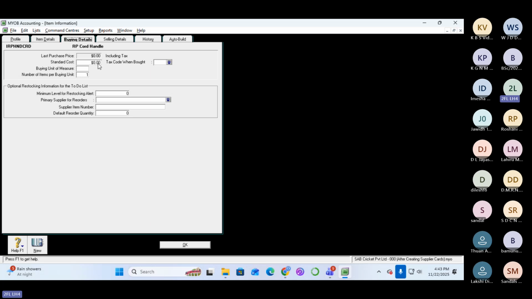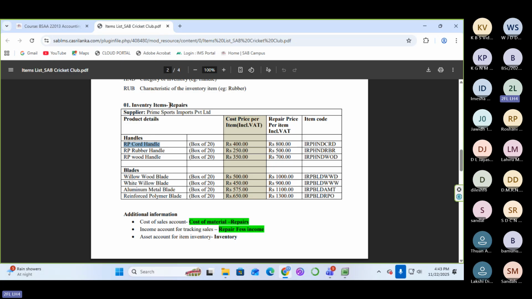Last purchase price you can't see. A standard cost you are not going to enter, right? That's what I told you, not to enter that price. And buying unit of measure you have to enter. What is the buying unit of measure?